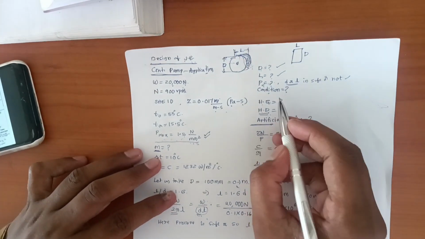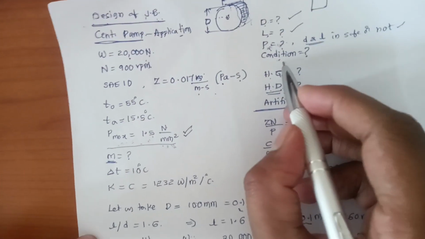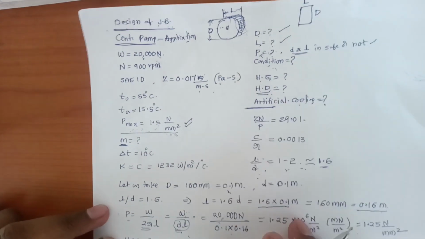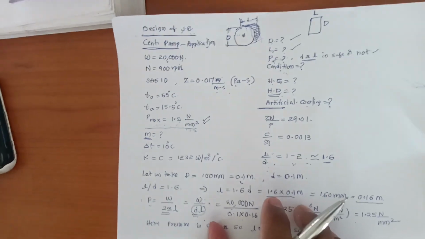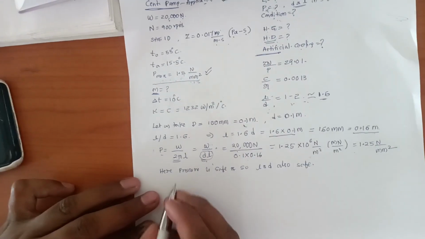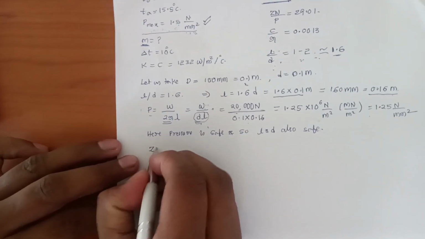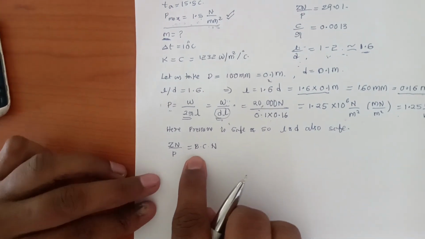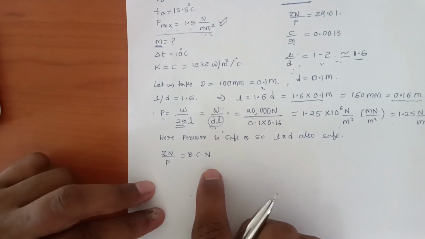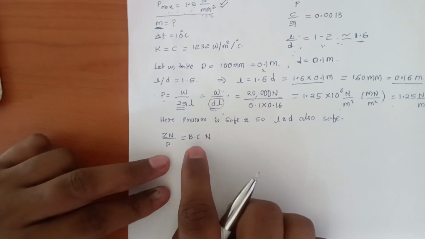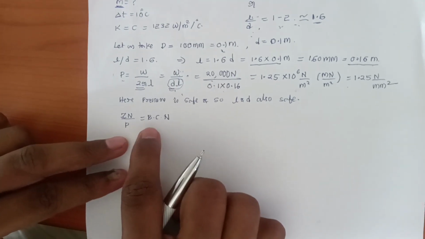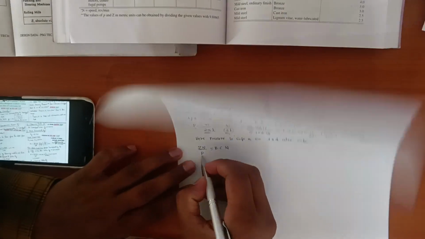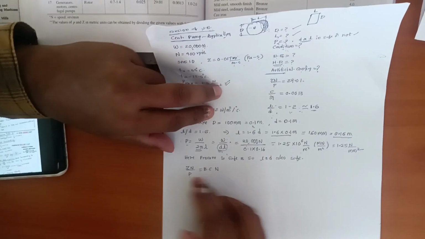Now you have to go for the condition. That means what type of lubrication, whether it is hydrodynamic or hydrostatic. For that you have to first find out the bearing characteristic number, that is Zn by P, which is equal to BCN. This is the bearing characteristic number. So this value you have to find. First you have to find out the Zn by P value.